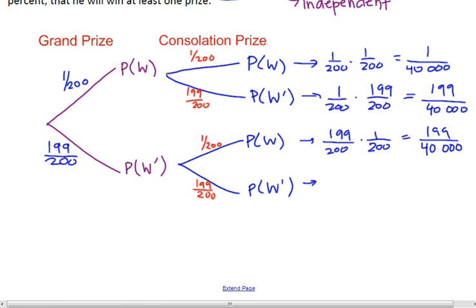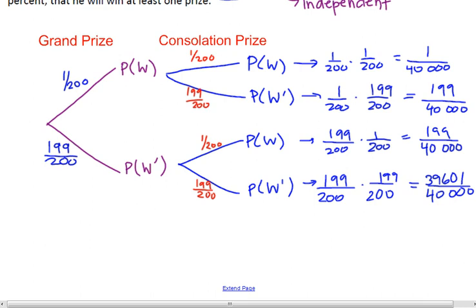Okay, and the last one. What's the probability of losing? A lot. Okay. Well, unfortunately on your test, even though it's a lot, you actually write the number. You can't just say a lot. So 39,601 out of 40,000. You could also have added these three together and subtracted from 40,000, and that would have given you this number as well.